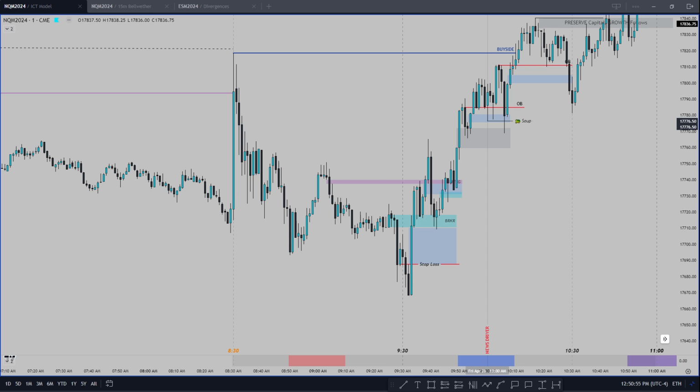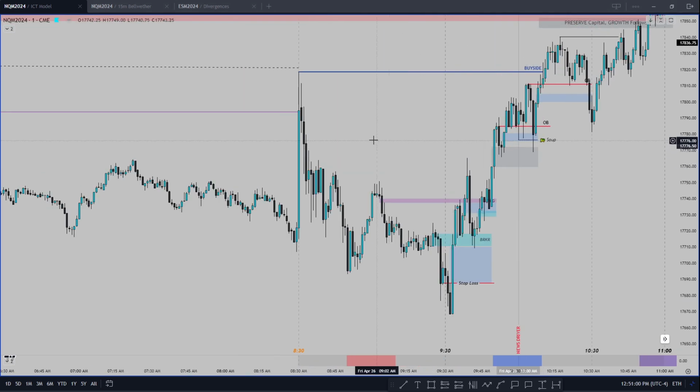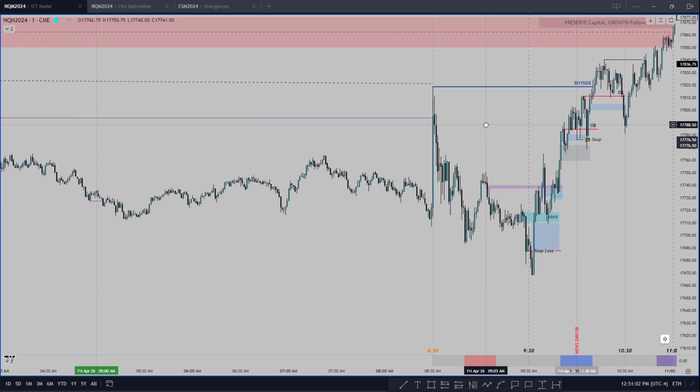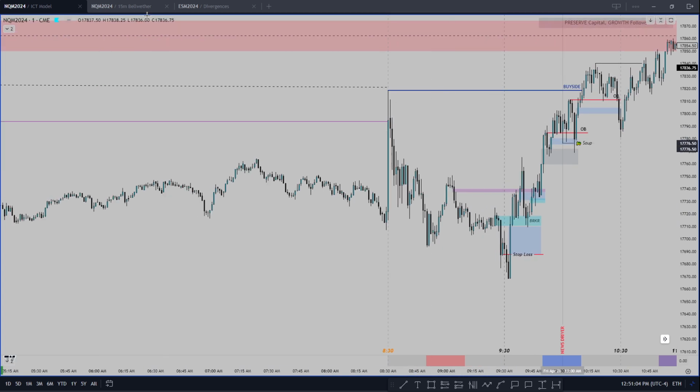On Friday, there was SMT at the highs. How did you know the bias was bullish instead of bearish? Let's take a look. It was majority just time. So that's a good question.